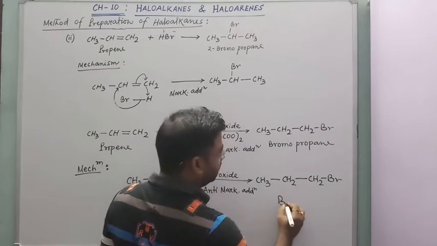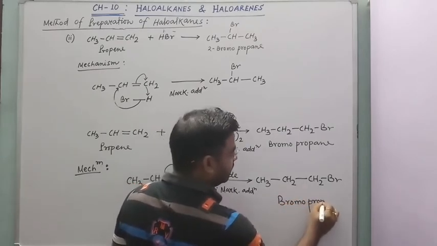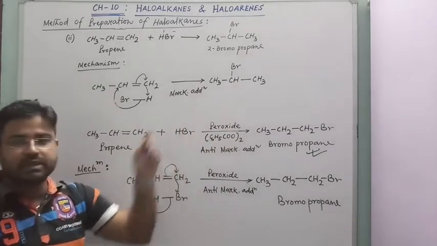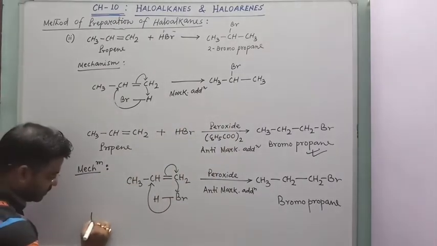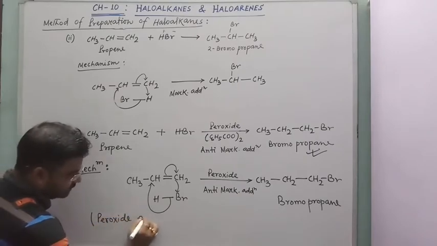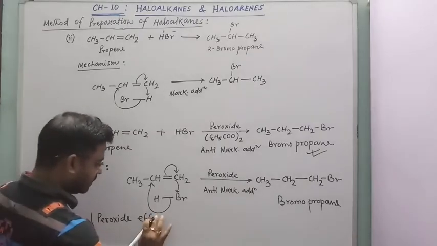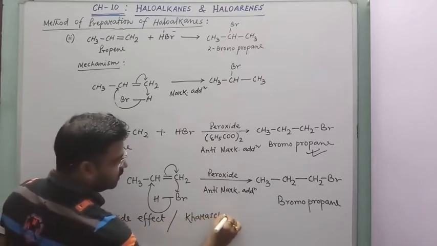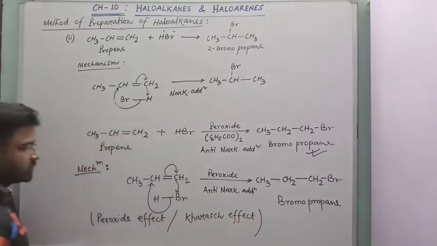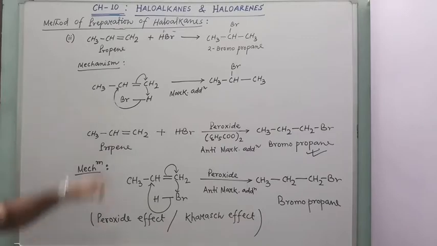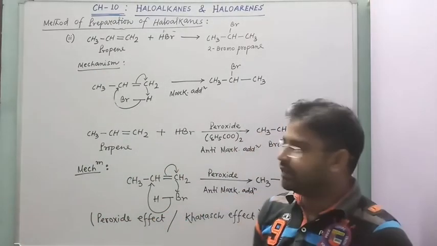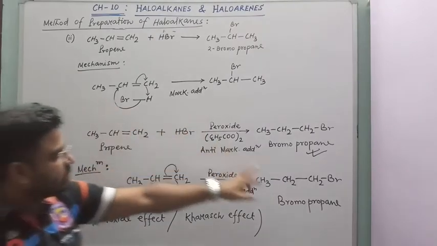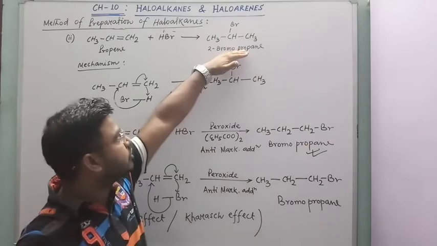Now this bromopropane, this product. This reaction occurs only due to the presence of peroxide. That's why this reaction is also called the peroxide effect or Kharash effect. This reaction you already studied in class 11. So from an alkene, propene, an unsymmetrical alkene, we can also prepare haloalkane, 1-bromopropane or 2-bromopropane. These are haloalkanes.